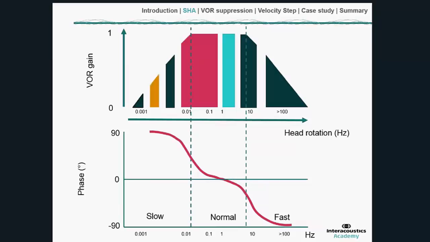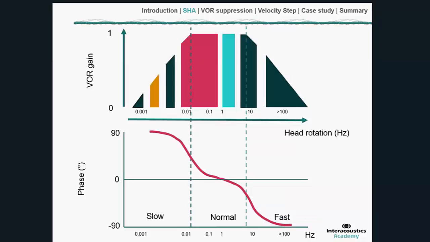And then on the right hand side of the chart, this shows a fast head rotation, and that's where the head is moving so fast that the signal from the ears to the eyes, which has a latency of around 7 to 10 milliseconds, is not quick enough, and so the slow phase velocity of the eyes will lag behind the head movement, and so we have a phase lag.